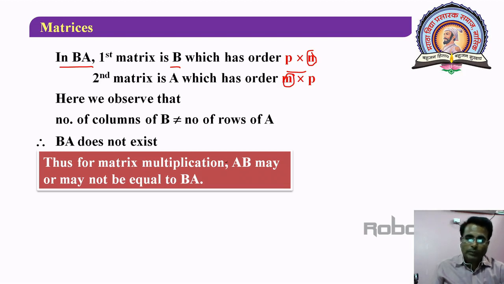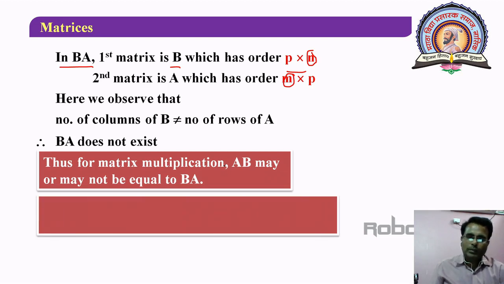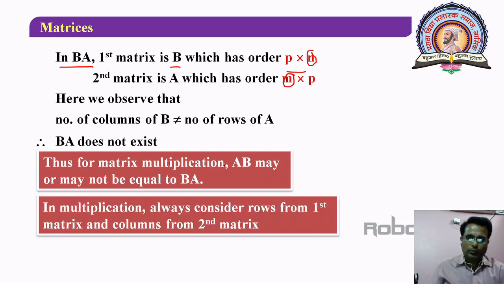Sometimes they are both defined but may not be of the same order. Sometimes they are both defined and of the same order, but still their elements are distinct. Only when they are defined, their orders are equal, and their elements are equal does commutativity hold. In general commutativity doesn't hold, but matrix multiplication is always associative. So in multiplication, always consider rows of the first and columns of the second matrix.